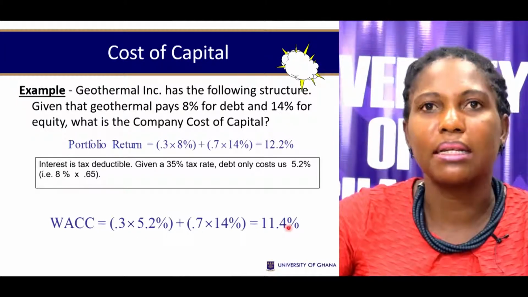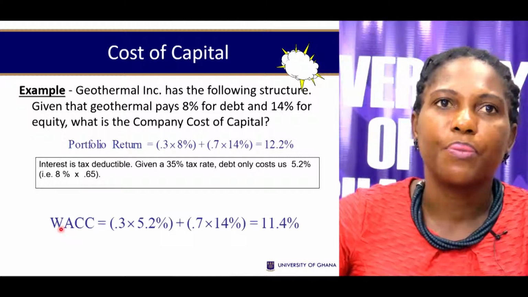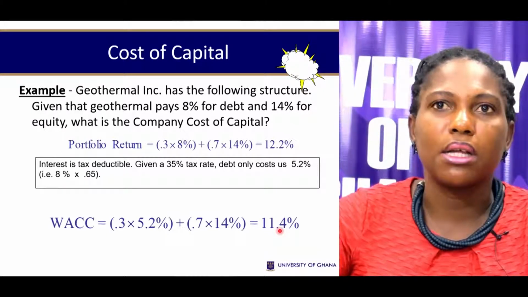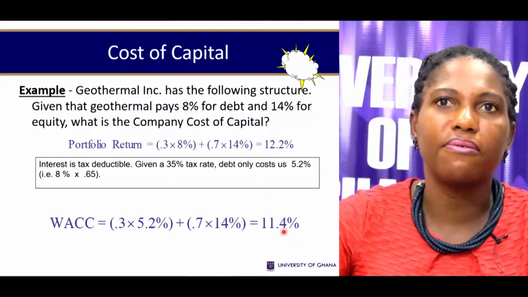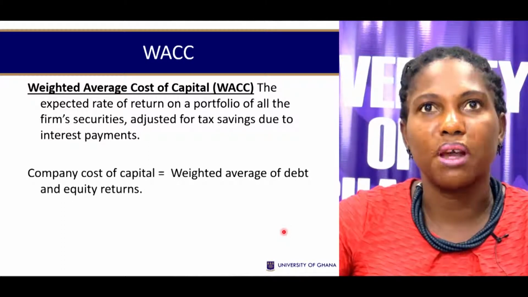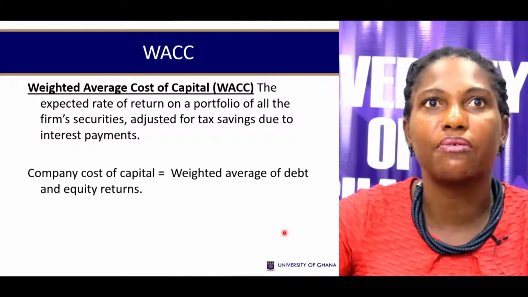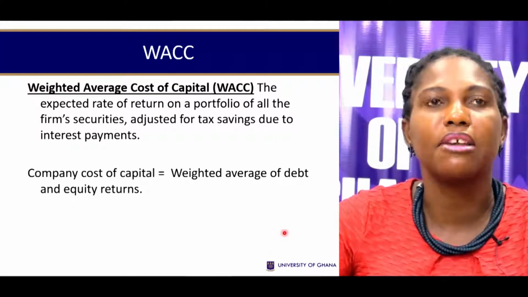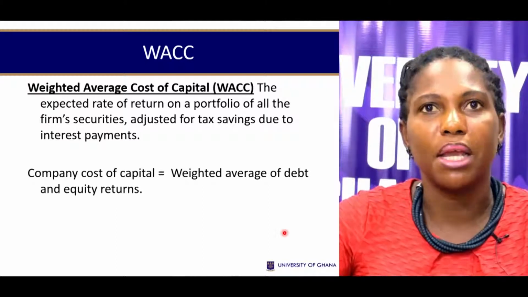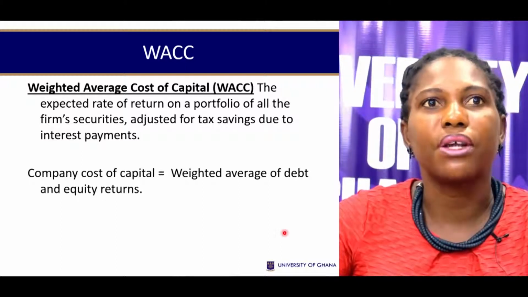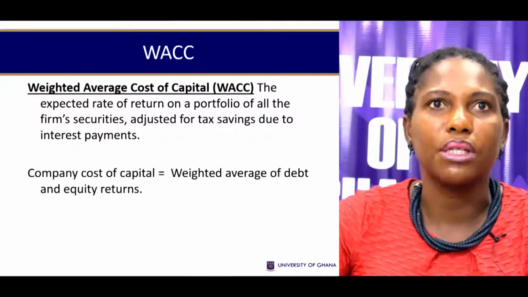When we adjust for that, also incorporating the weight or the distribution of the firm's debt and equity, we have the weighted average cost of capital for this firm as 11.4%, and that's typically how we come by the weighted average cost of capital, which is normally captured as the expected return on the portfolio of all of the firm's securities adjusted for tax savings due to interest payments. And so a company's cost of capital is typically the weighted average cost of debt and equity.